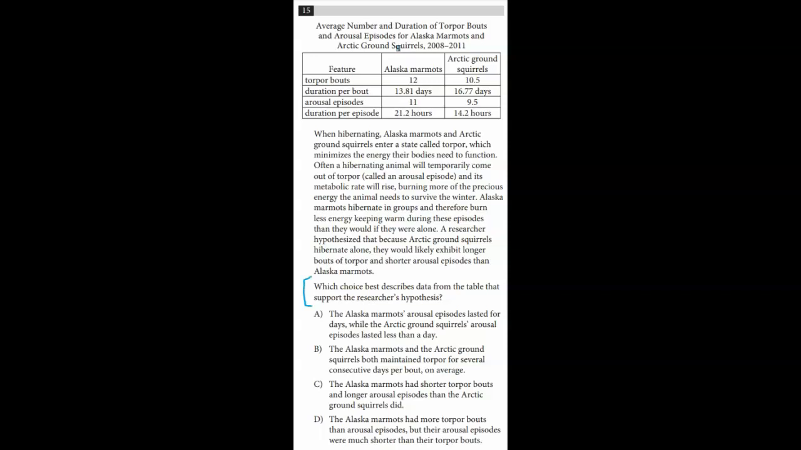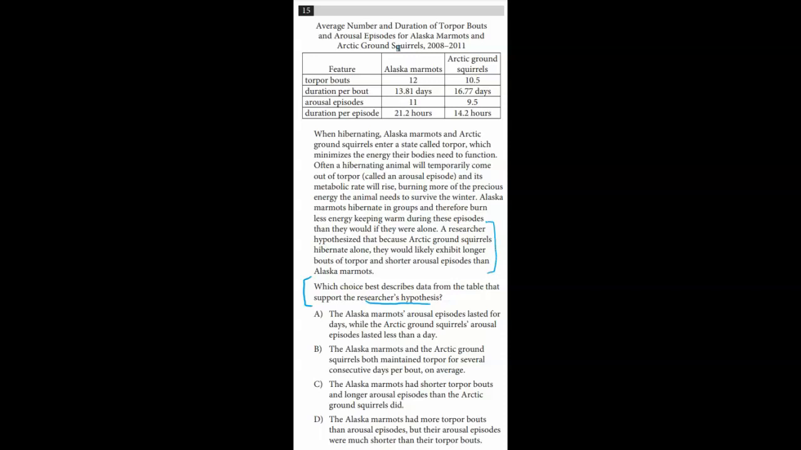Let's look at which choice best describes the data from the table that supports the researcher's hypothesis. So we need to find their hypothesis. So, when hibernating, Alaska marmots and Arctic ground squirrels enter a state called torpor, which minimizes the energy their bodies need to function. Often, a hibernating animal will temporarily come out of torpor, called an arousal episode, and its metabolic rate will rise, burning more of the precious energy the animal needs to survive the winter. Alaskan marmots hibernate in groups and therefore burn less energy keeping warm during these episodes than they would if they were alone. A researcher hypothesized, sweet, so we finally got to the source.